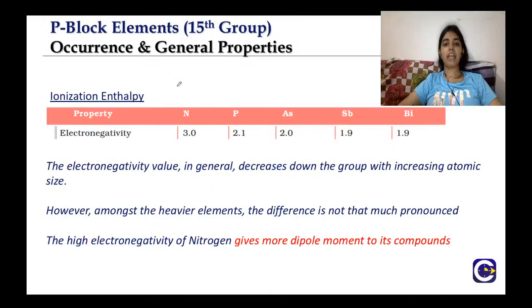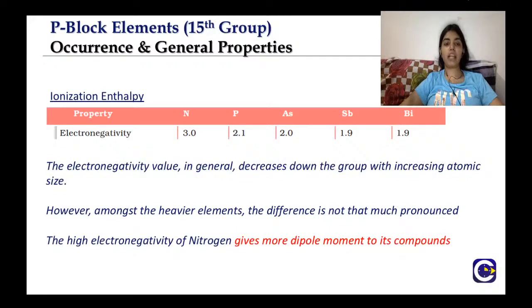Electronegativity, if you see, decreases down the group. As the atomic size increases, electronegativity decreases down the group. What is electronegativity? Electronegativity is the property by which an atom attracts the shared pair of electrons towards itself. I am again repeating that there is a difference between electron affinity and electronegativity. Electron affinity is the tendency of gaining an electron in the isolated gaseous atom stage, but in electronegativity we consider a chemical bond, right, in a molecule.